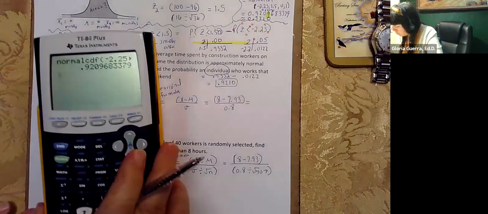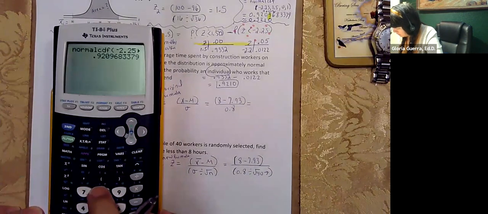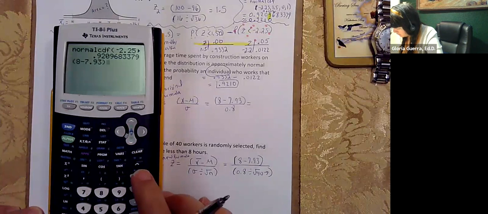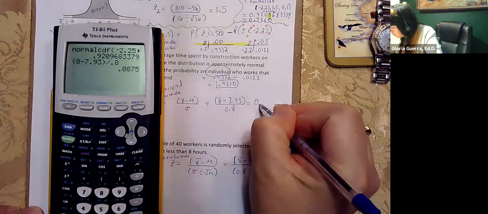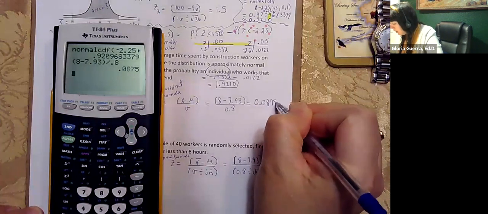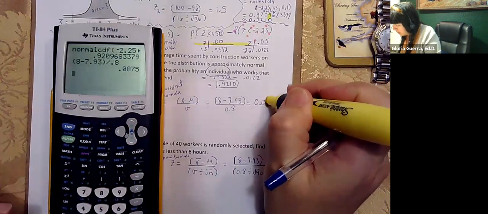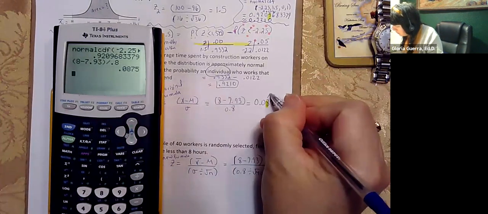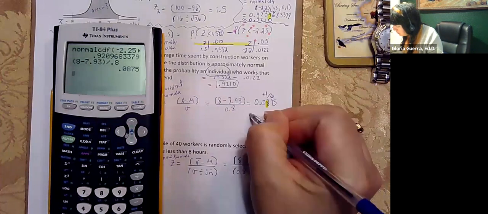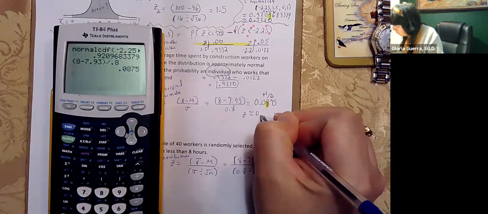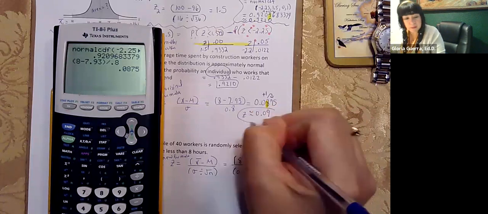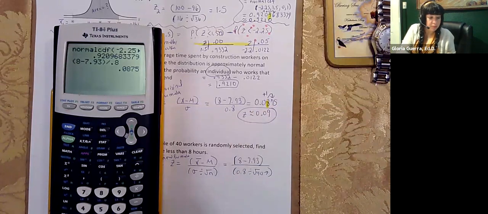So over here we have parentheses 8 minus 7.93 close parentheses divided by 0.8. And that looks like it's 0.0875. And that's a z, so round to the hundredths, and look at the neighbor at 5 or more. Yep, it's a 7. So it looks like that z is about 0.09. Let me just check that on my paper here.